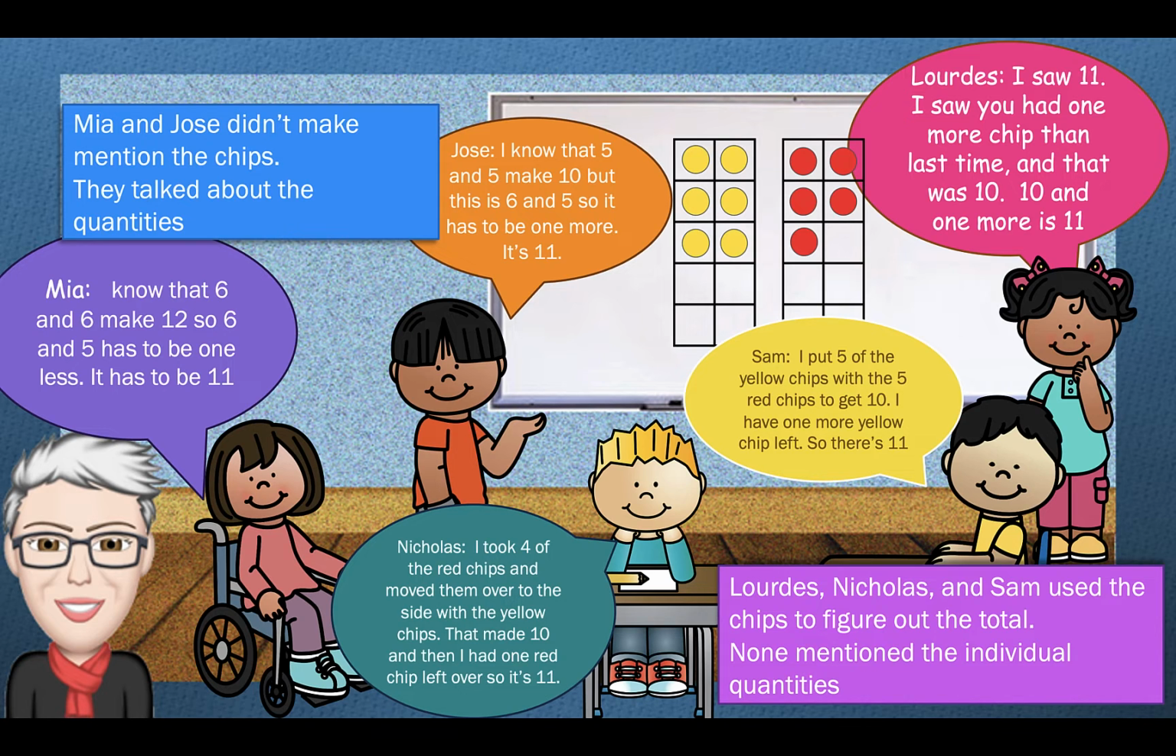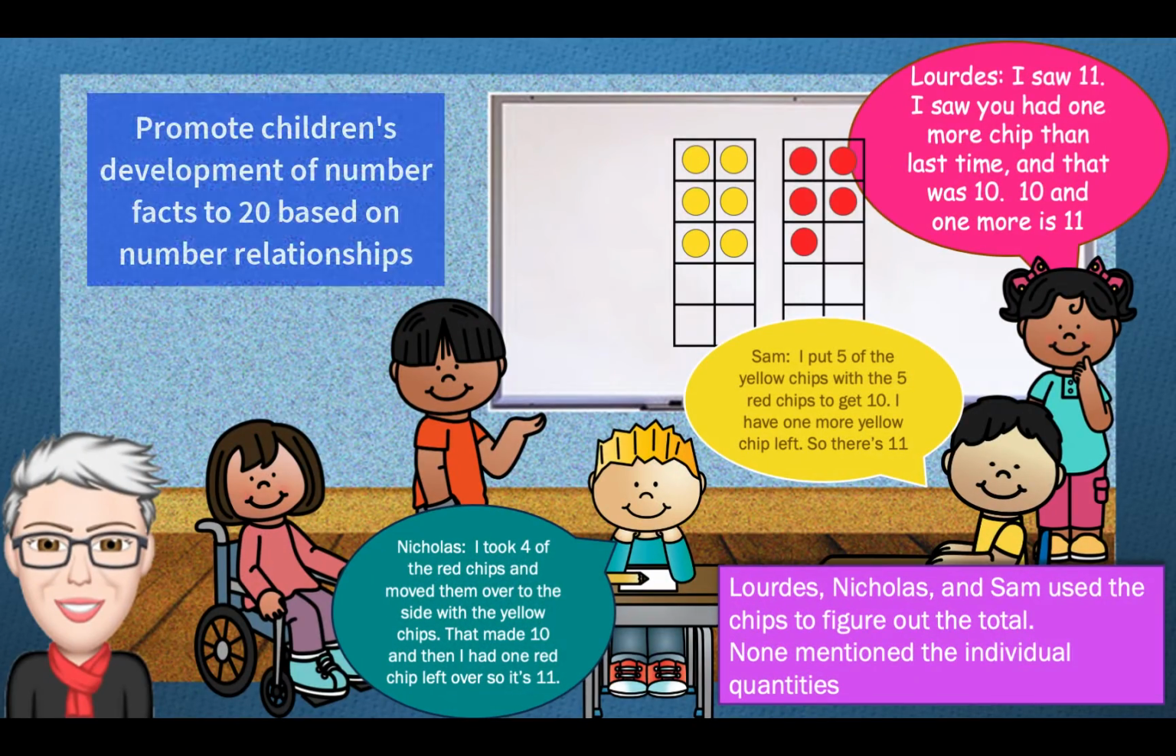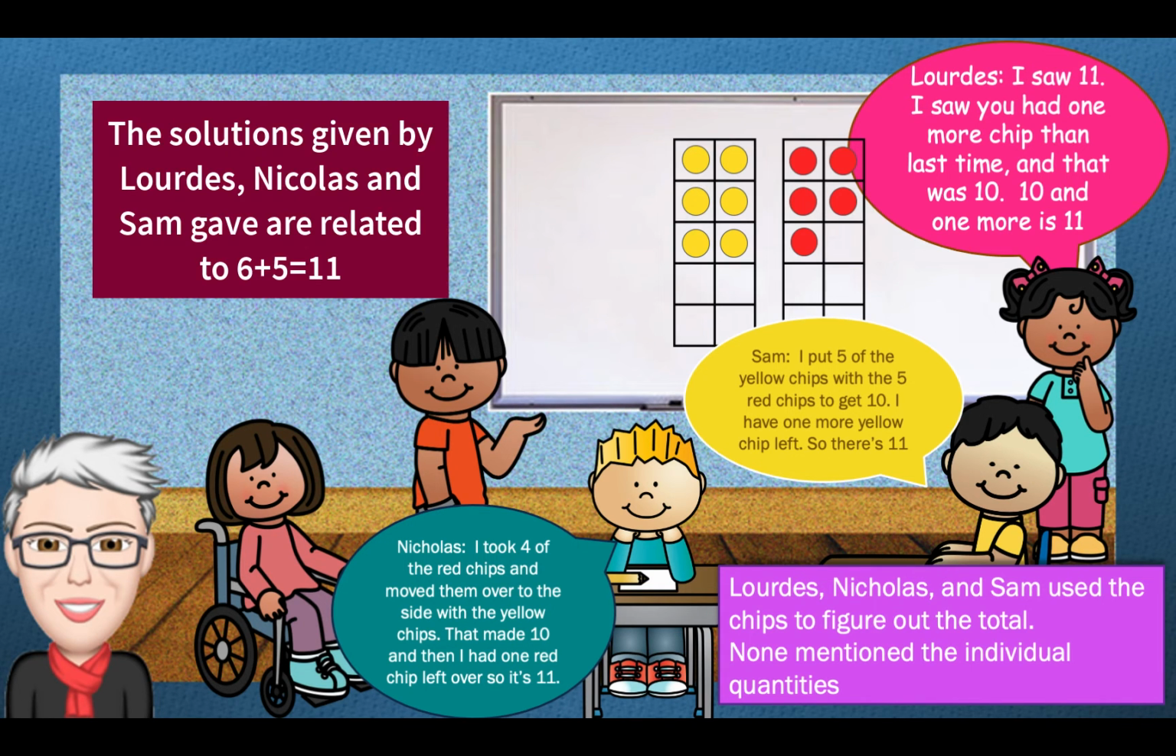These might seem like small differences, but they are significant and help to clarify how it is that this instructional activity functions to advance learning. Here's what I mean. One purpose of the double 10-frame flashing is to promote children's development of number facts to 20 based on number relationships. For this reason, it is important that through the discussion, the solutions Lourdes, Nicholas, and Sam gave are related to the number fact 6 plus 5 equals 11.